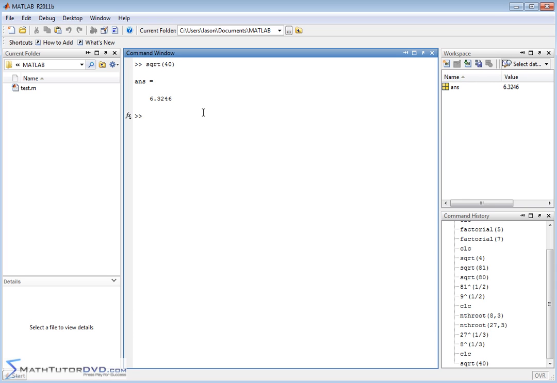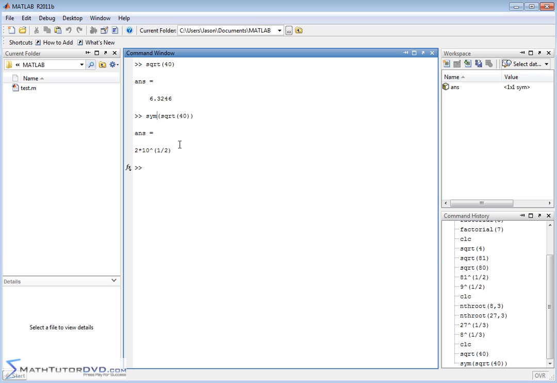6.3246, but if you wrap that in a symbol, sqrt of 40, right? So now it's doing the square root of 40, but the answer is going into the symbol operator, so it's trying to keep everything exact. And when you do that, the symbolic math toolbox kicks in because we used the symbol operator, and the answer we get is not a decimal. We get something more perfect than that, 2 times 10 to the 1/2.